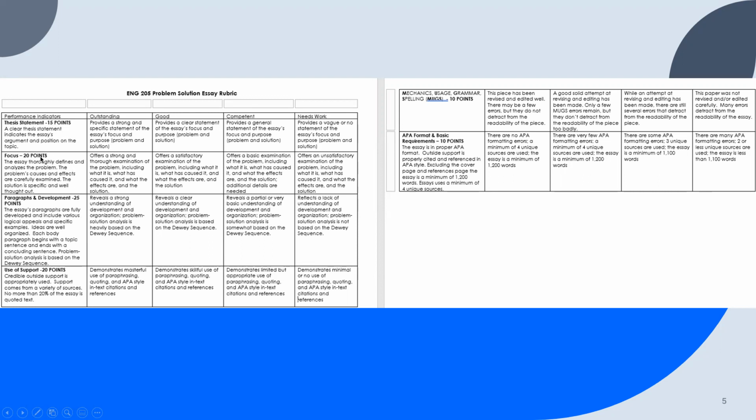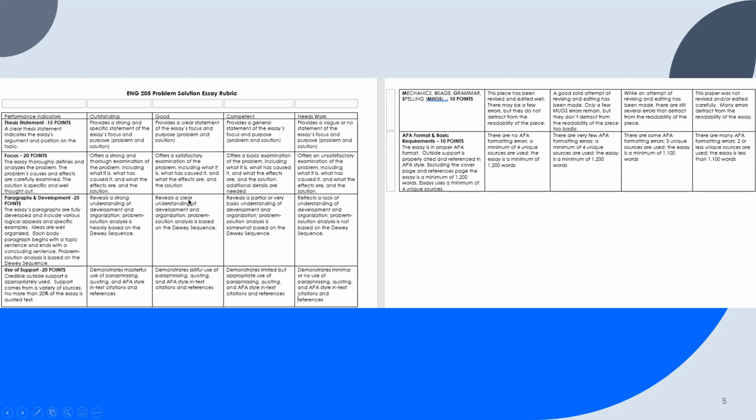The focus of your papers are 20 points. The paragraphs and development are worth 25 points. Your use of support is worth 20 points. And then little things like grammar, spelling, punctuation, those are worth 10 points. So that's a breakdown of how I'm going to be scoring the paper.